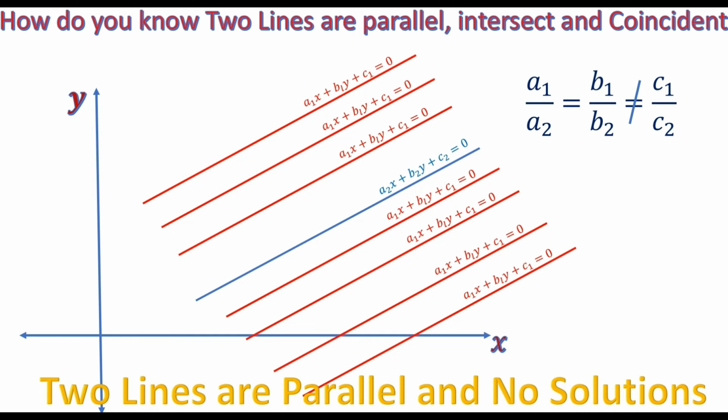So how many solutions do these have? Because they are parallel, they are not touching each other, so they do not have any solutions. Any two lines that do not have any solutions are called inconsistent lines.